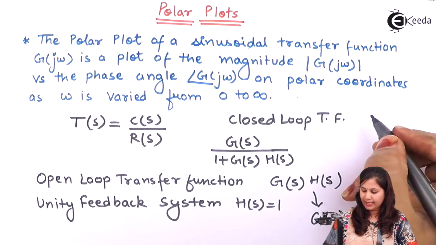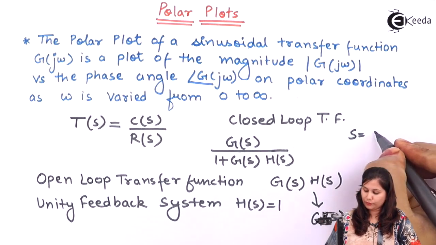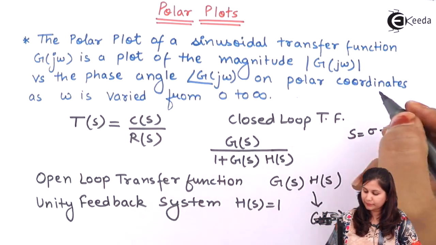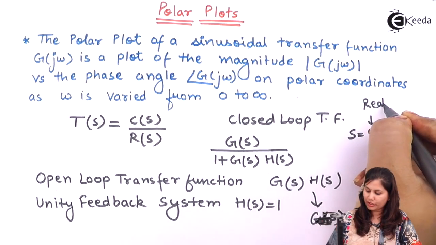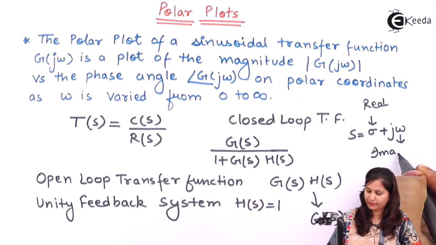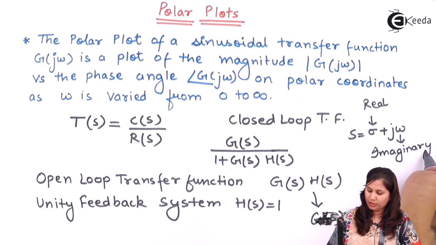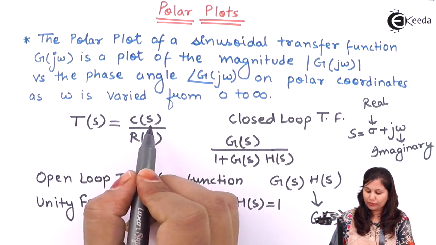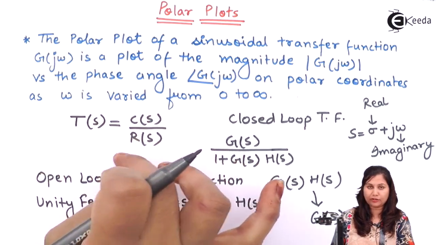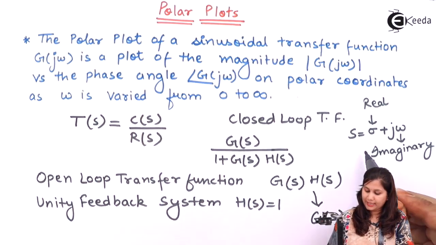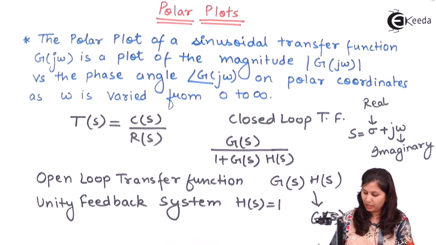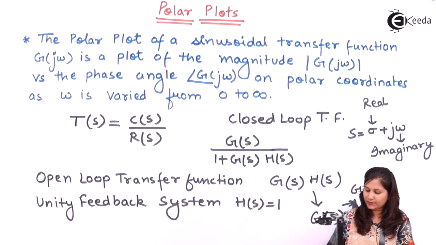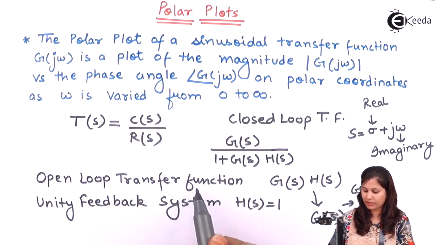Now here s is complex, so we can denote it as sigma plus jω. Sigma is the real part, and jω is the imaginary part. s denotes the Laplace transform. So if we express it in the Fourier transform form, then s is replaced by jω, and G(s) will become G(jω). So G(jω) is the open loop transfer function of the system.